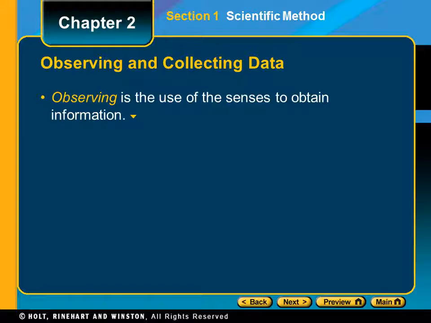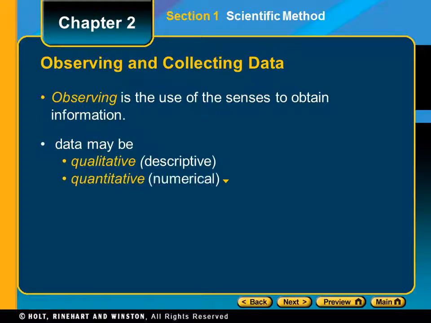So what are these steps? We start with observations. We start by making observations. We cannot do the scientific method. We cannot formulate hypotheses out of thin air. Okay, so observations are basically using the senses to get information. And the information that we collect is called data. And data can fall under two categories. It can be qualitative, it can be quantitative.